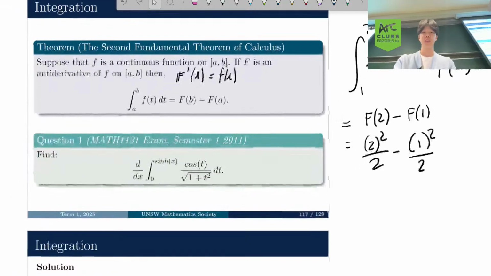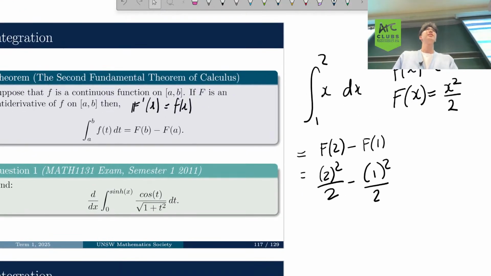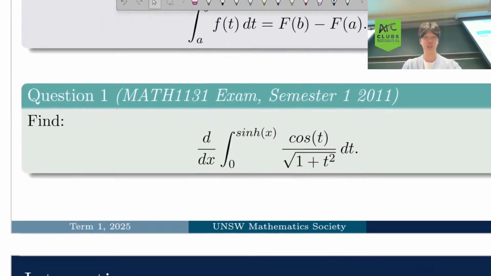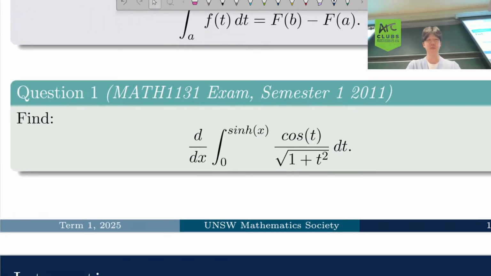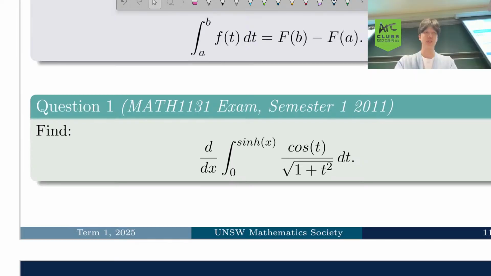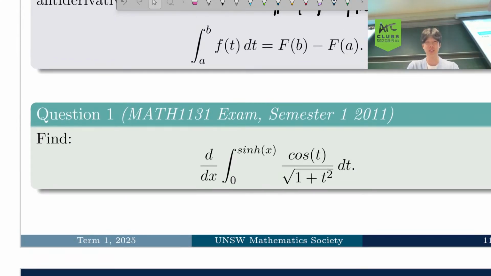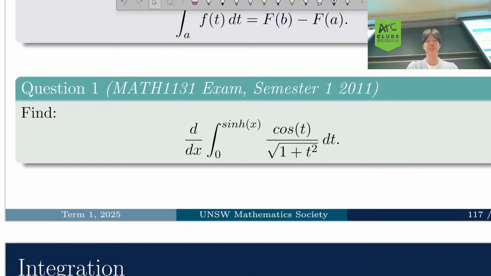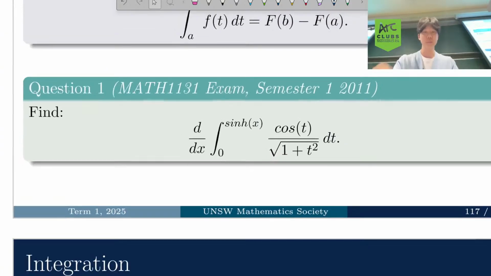Are we all good? Yep. So now let's try to apply this to this question here, which says, okay, find the derivative d on dx of the integral from 0 to the hyperbolic sine of x, which you can pronounce as sinh of x or shine of x. It's not really agreed upon. I'll just say shine because it's easier to say, of cos t over root 1 plus t squared dt.